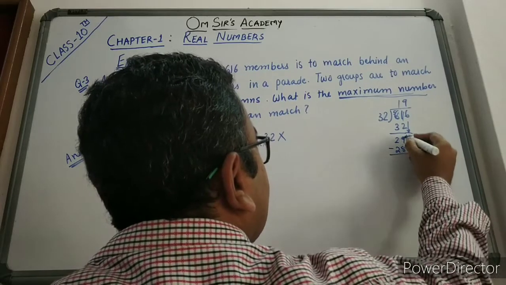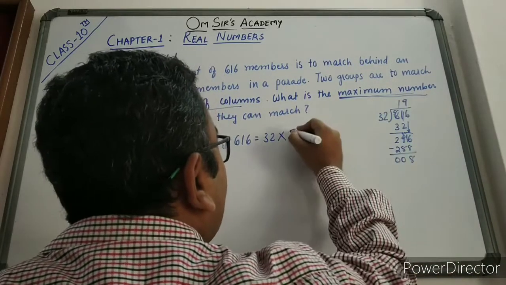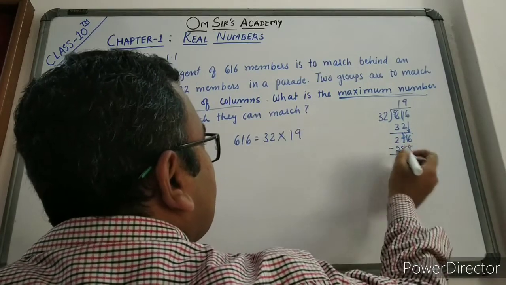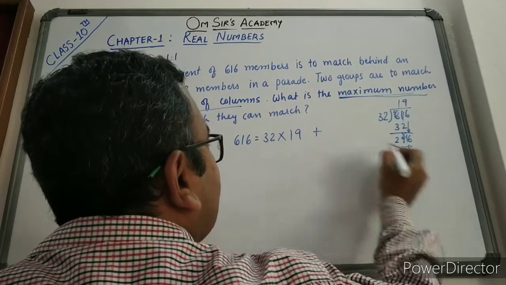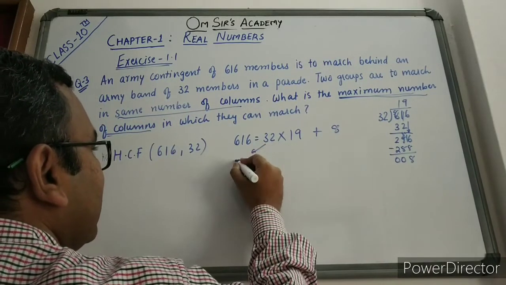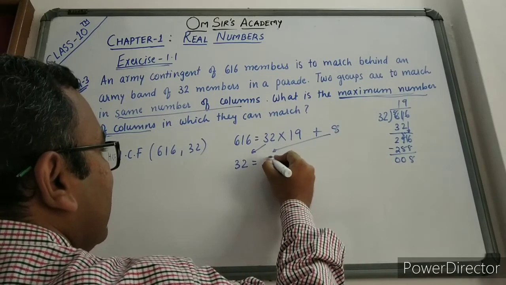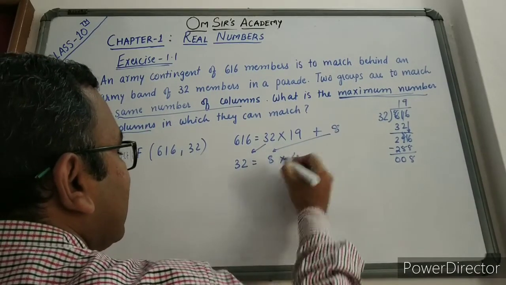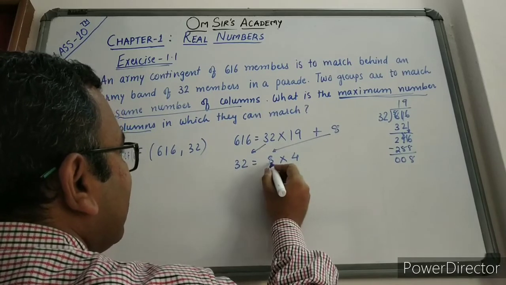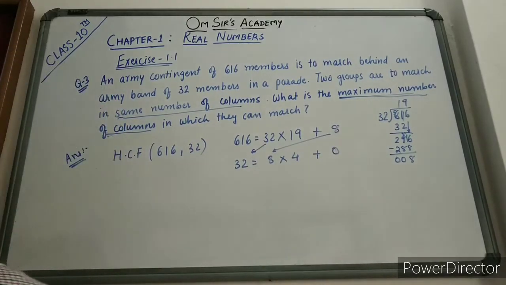16 minus 8 is 8, and 8 minus 8 will be 0. So 616 equals 32 into 19 plus remainder 8. In the next step, this 32 will become my A and this remainder 8 will become my B. So 8 into 4 is 32. It is exactly divisible by 8. 32 equals 8 into 4 plus remainder 0.